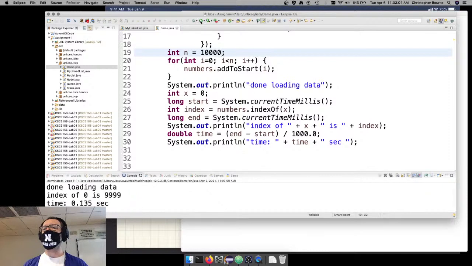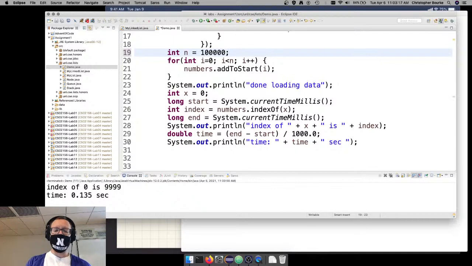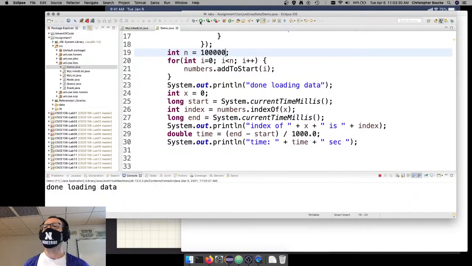It's actually going to be even worse. Right? It's what, 20 times slower? Something like that. Of course, these are not exact. What if I go up to 100,000? That's 10 times bigger than this. 0.135 seconds turns into how many seconds? What do you think? A full second? So it was 0.135, right? Don't worry, it'll happen.